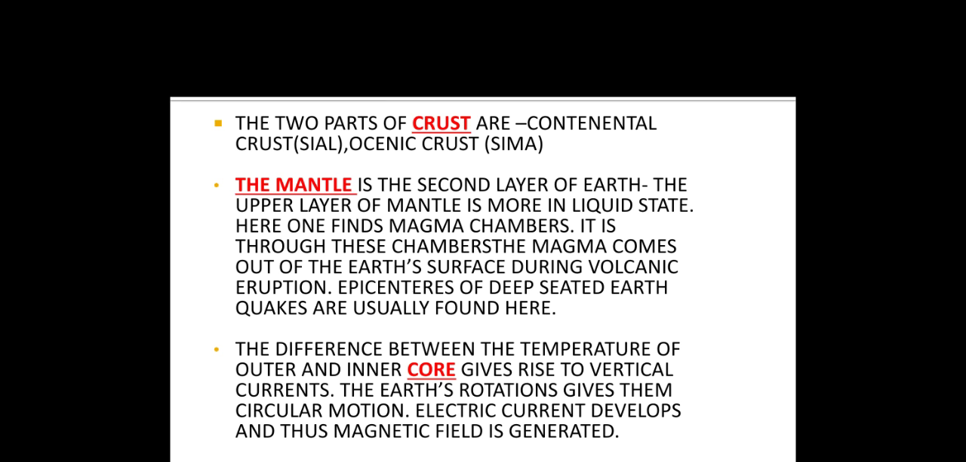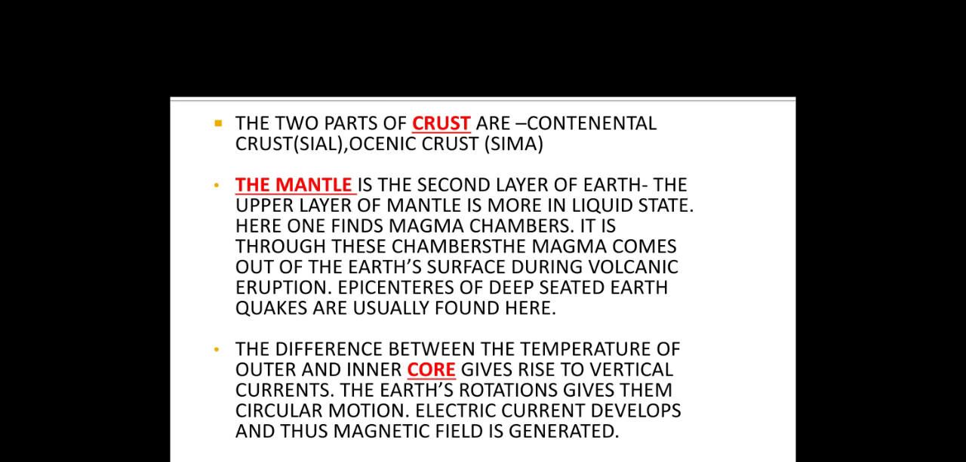The difference between the temperature of outer and inner core gives rise to vertical currents, and the earth's rotation gives them circular motion. So because of that, the electric current develops and this magnetic field is generated. Because of this, the geothermal power can be generated. So you understood crust, mantle and core. These are the three layers.